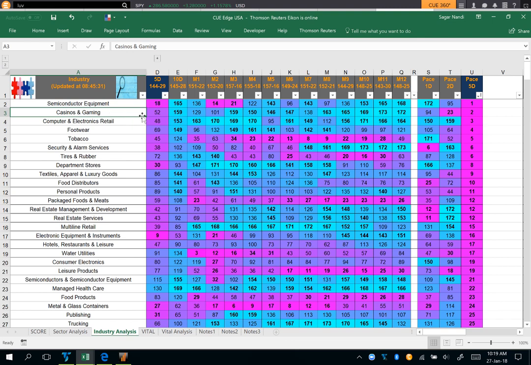Casinos and gaming, also very interesting. It has no flip-flop between cyan and magenta, as was true for semiconductor equipment. It was strong all along, cyan. And now, suddenly, dropped score heavily. Not only it decelerated heavily, the score also turned magenta, weak, relative to others.